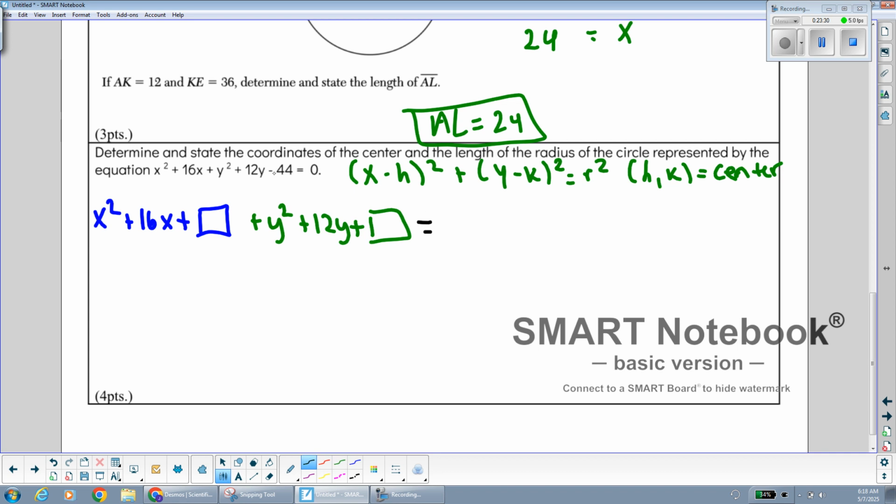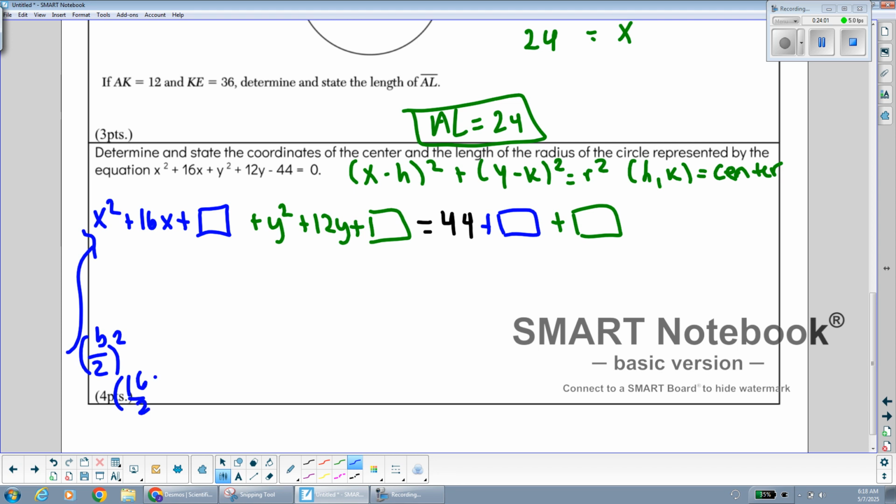I'm going to move the constant without the variable to the other side of the equal sign. And remember, to keep my equation balanced, whatever I add on the left, I also need to add on the right. So I'm going to make boxes so I don't forget that. To find the term that completes the square for the X terms, I'm going to do b over 2 squared. A, B, C, which we're finding. So our b coefficient is 16. So that's 16 over 2 squared. So that's 8 squared. And that's 64.